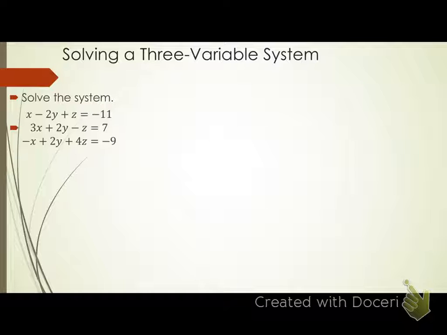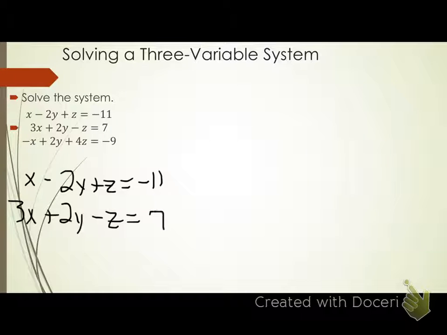First and second. So I've got x minus 2y plus z equals negative 11. 3x plus 2y minus z equals 7. Like we said, we're eliminating y. Do I already have the same number in front of it? Yes, I do. Do they have same or opposite signs? Opposite. I've got a negative 2 and a positive 2. Right? I look at the signs in front of the variables that I'm eliminating. So if they have opposite signs, am I adding or subtracting my 2 equations? Adding them.